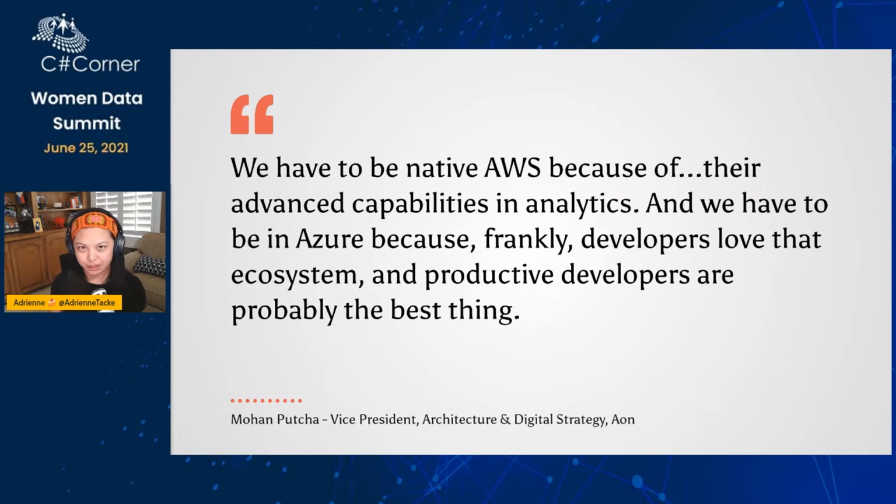Another really, really great quote that I like is from Mohan Pucha, who's the Vice President of Architecture and Digital Strategy at Aon, which is another kind of professional services firm that sells financial risk mitigation products. He says, we have to be native AWS because of their advanced capabilities in analytics. And we have to be in Azure because, frankly, developers love that ecosystem. And productive developers are probably the best thing.